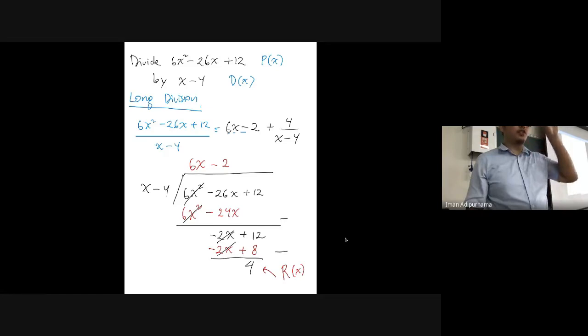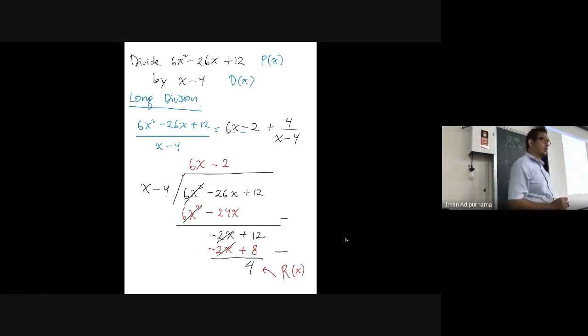Then it should be x, to be x cubed. So the remainder will be one degree less than the divisor. If your divisor is squared, then the remainder should be linear, only one degree.